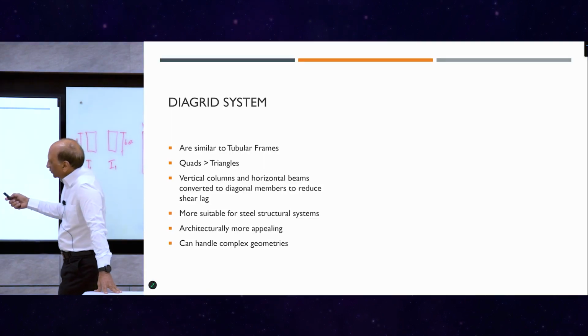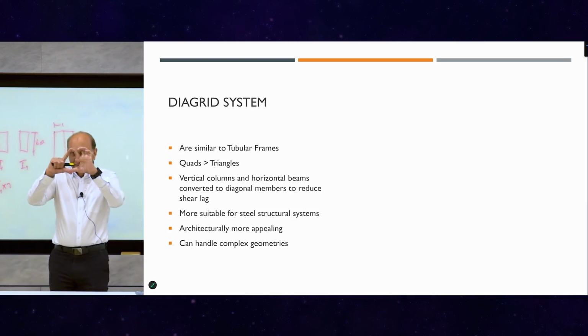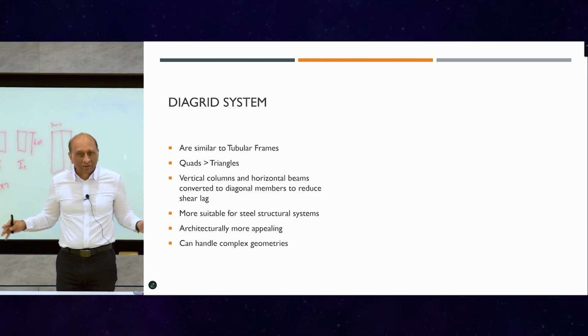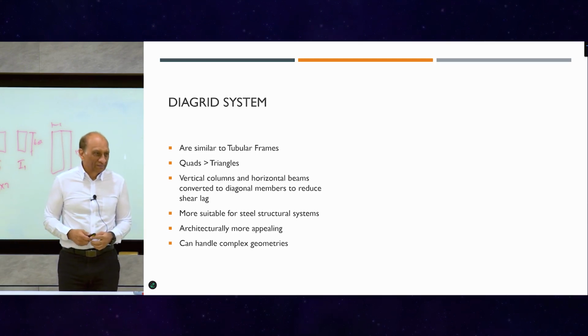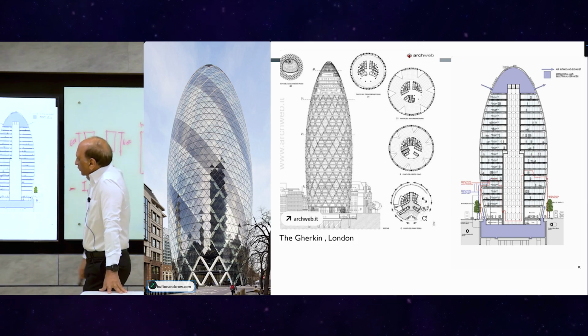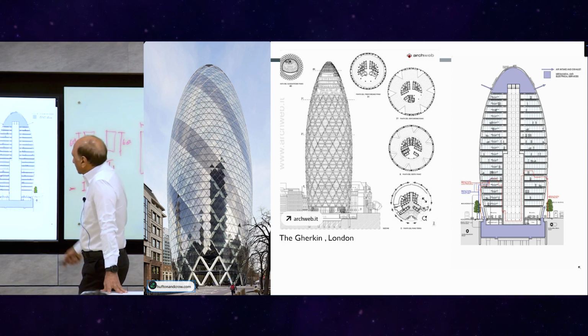So it's similar to frames. So basically we convert the square pieces of the window to the diagonals all along, remove all columns, remove all beams, just diagonals, nothing else. So these buildings I've shown you earlier, so many buildings have come up using this concept, made famous by this building, the Gherkin in London. So once this was made, everybody said, oh my God, this is great. So now so many buildings are coming up in that way.